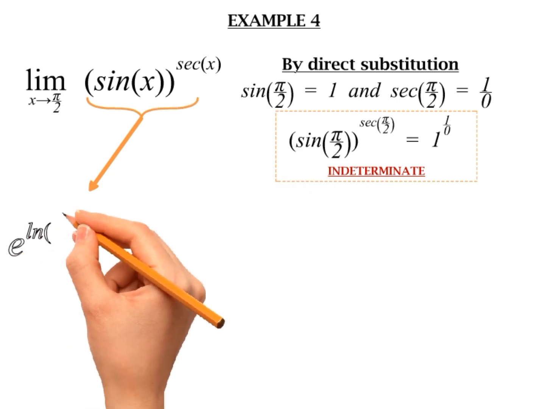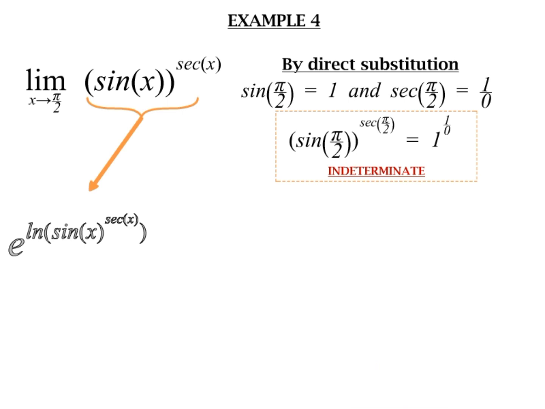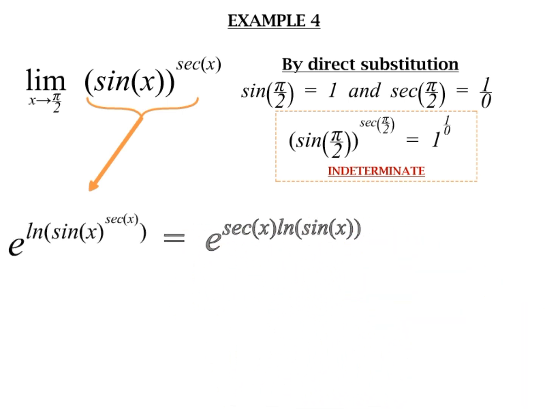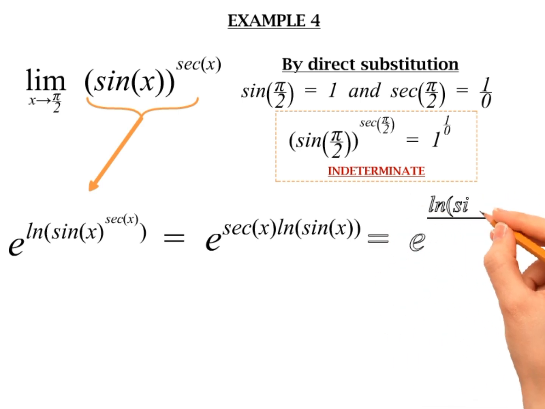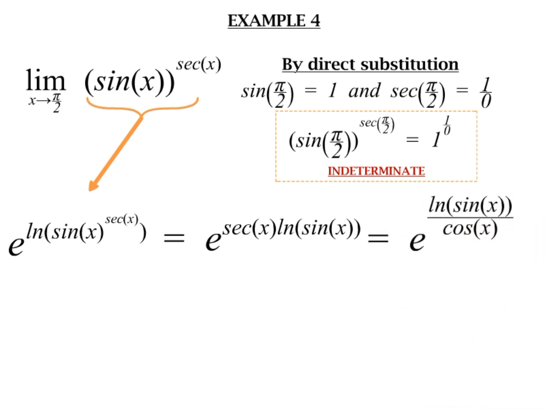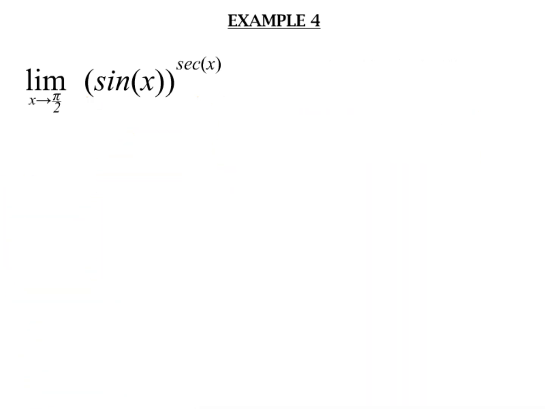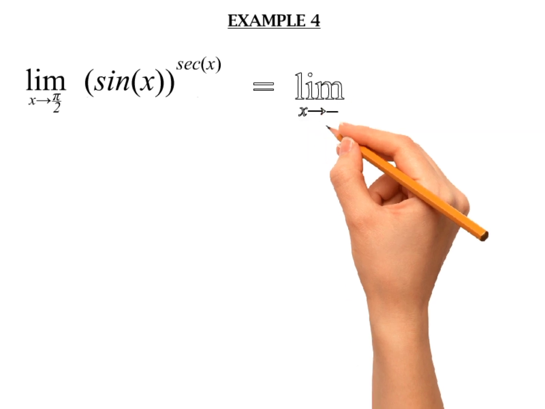We have e raised to the power of ln (sin x raised to the power of sec x), which is equal to e raised to the power of sec x ln sin x. Recall that sec x is equal to 1 over cos x. So, our expression becomes e raised to the power of (ln sin x) over cos x. This is just the simplification of the function. Now, let us return to the question, and evaluate the limit using the result we already have.